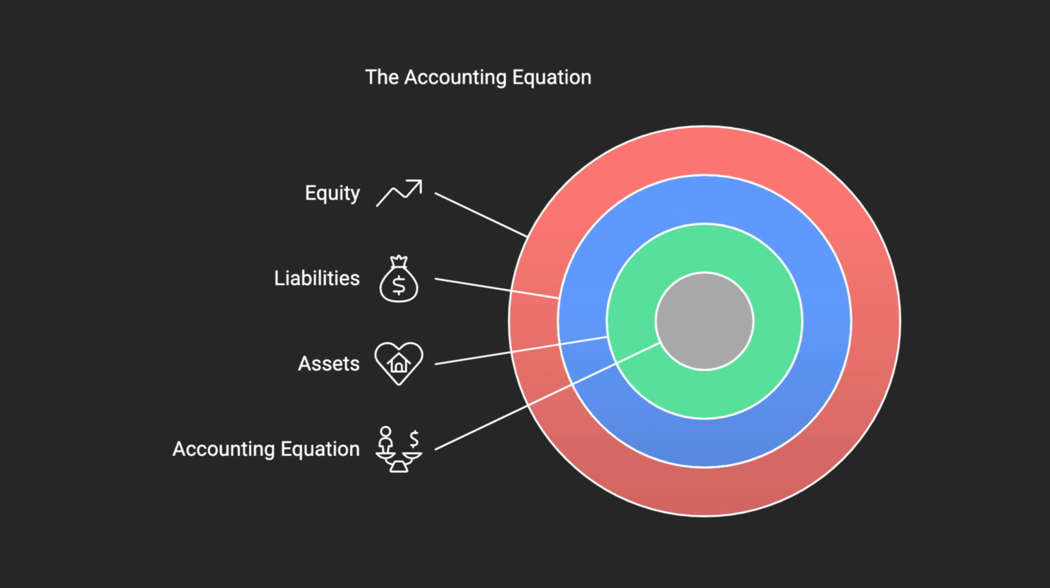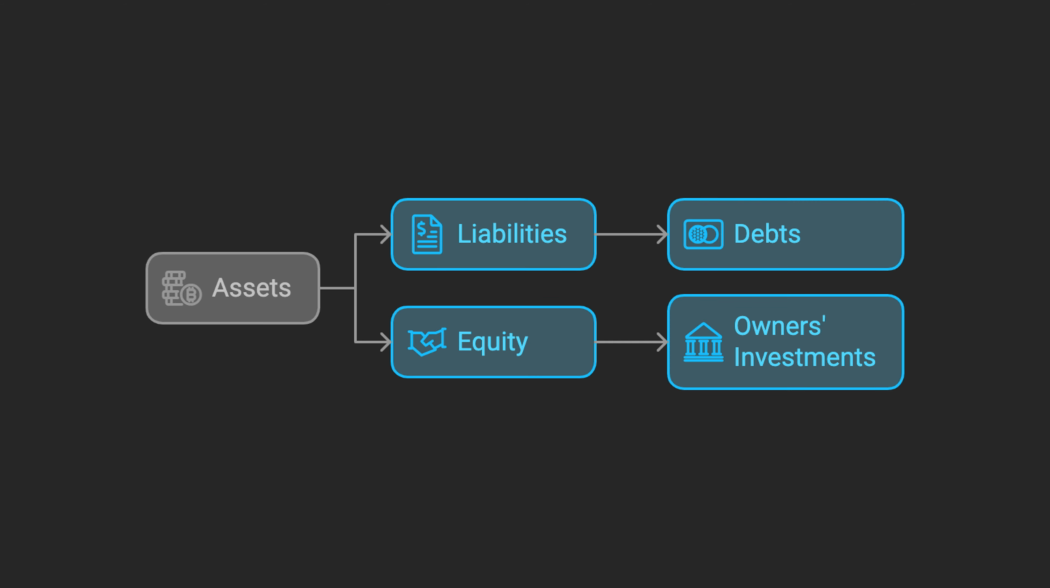Remember the accounting equation? Assets equals liabilities plus equity. This simple formula is the foundation of everything we do in accounting. By understanding this equation and how it works, you'll have a solid grasp of the fundamentals of accounting.